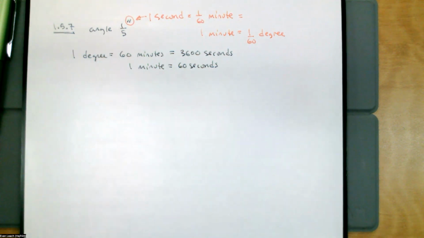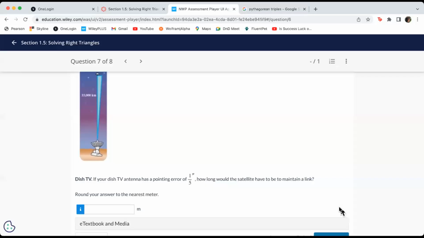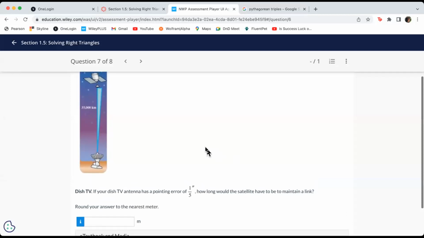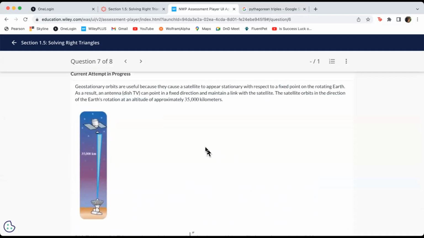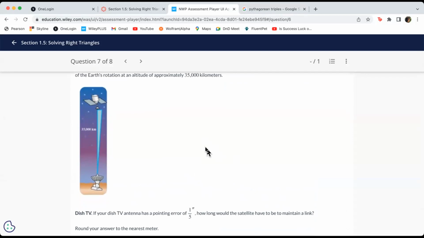And I forgot what was the question. So we know that the satellite is 35,000 kilometers away. I'm going to exaggerate my drawing.